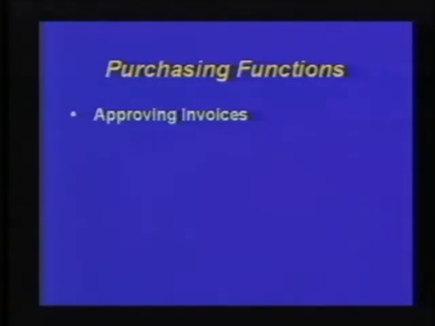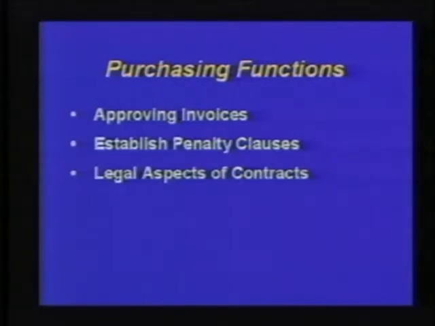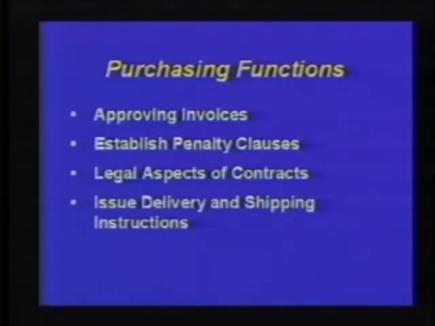And the next two is where I feel we should ask for outside assistance, and that is establishing penalty clauses or legal aspects of any type of a contract. Here, you should have top management support guided by, let's say, house counsel. The issue of delivery and shipping instructions is a byproduct of the way we want to ship and how we want to have it packaged. And here again, the purchasing department should have dotted line responsibility to the storeroom.